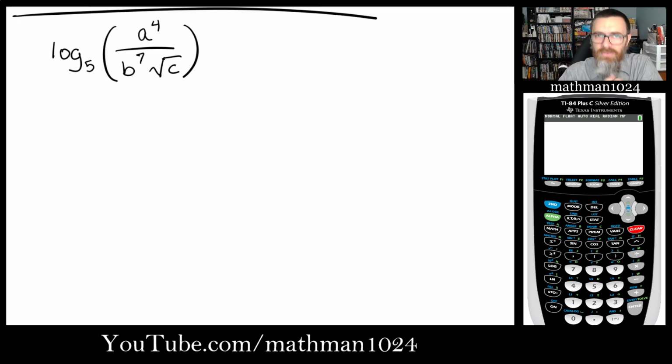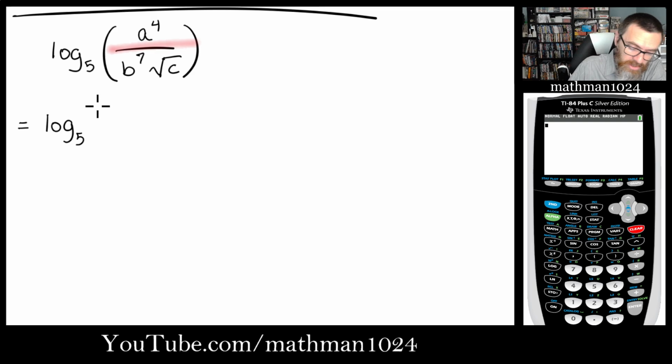Now, I've been doing these for years, so I usually go from here straight to the answer, but again, I see it all the time. I'm just so used to it. First, we're going to address the issue of the division. So division inside of a log indicates subtraction of the individual logs. So log base 5 of a to the 4th minus log base 5 of the entire denominator, b to the 7th, times the square root of c.